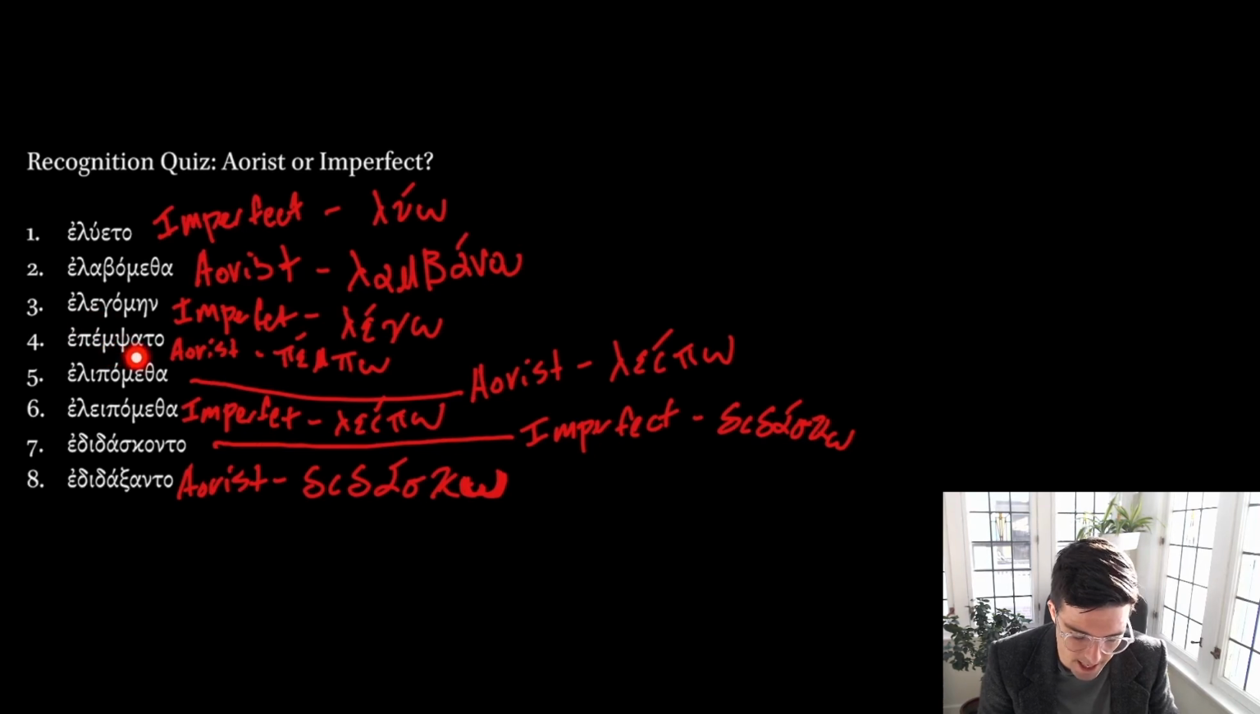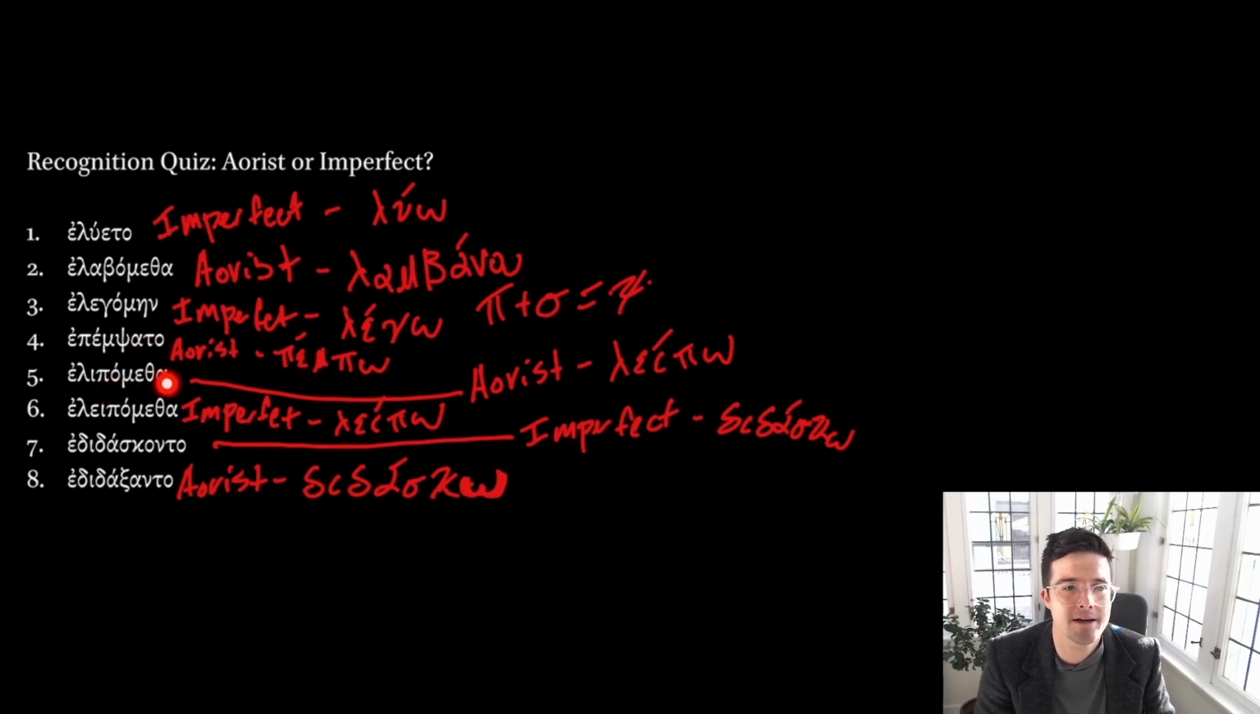Epempsata. We don't see the sigma alpha explicitly, but the sigma is hiding there in the psi. Remember, via amalgamation, that a pi plus a sigma equals psi. And so that's where we get this psi and then the alpha following it. So the sigma is sort of hiding in there. So it's an aorist from pempo, this one third person singular.